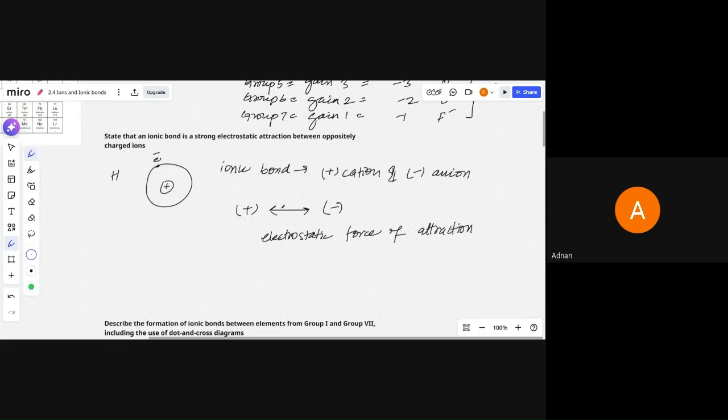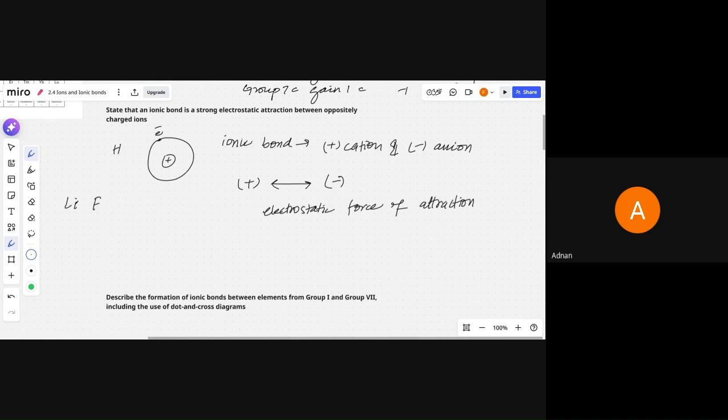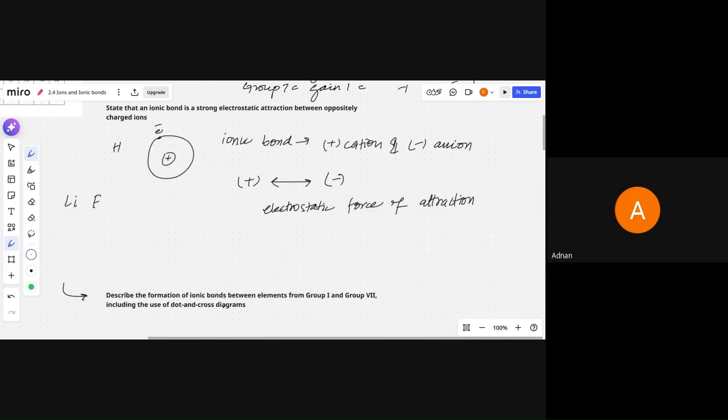This is a force between the oppositely charged ions, and an electron is transferred from the cation to an anion, which gains an electron. For example, we have a bond between lithium and fluorine. Lithium is going to lose 1 electron. Let me draw the electron diagram for lithium. I'm covering this in another, upcoming topic as well: describe the formation of ionic bonds between elements from group 1 and group 7, including the use of dot and cross diagrams. So let me draw it here.